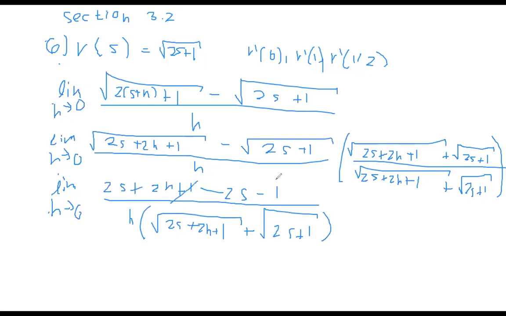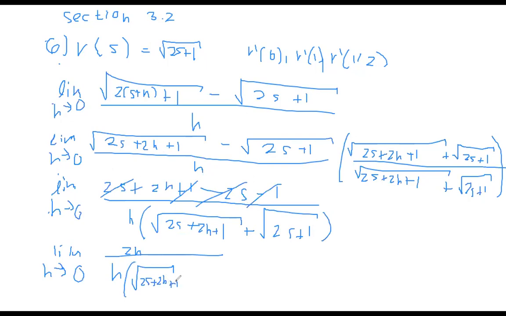So you have plus 1, minus 1, and then you have the 2s minus 2s. So then we bring this down. You have the limit as h approaches 0 of 2h over h times root 2s plus 2h plus 1, plus root 2s plus 1. Just trying to fit it all in. So yeah, it is hard.